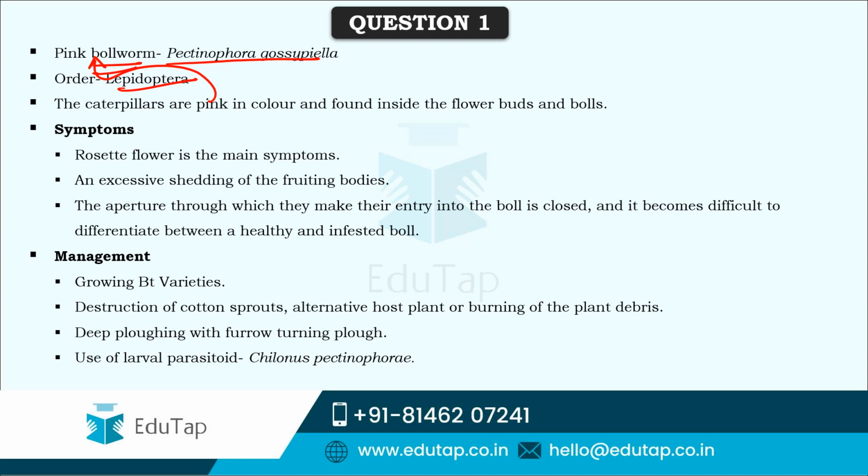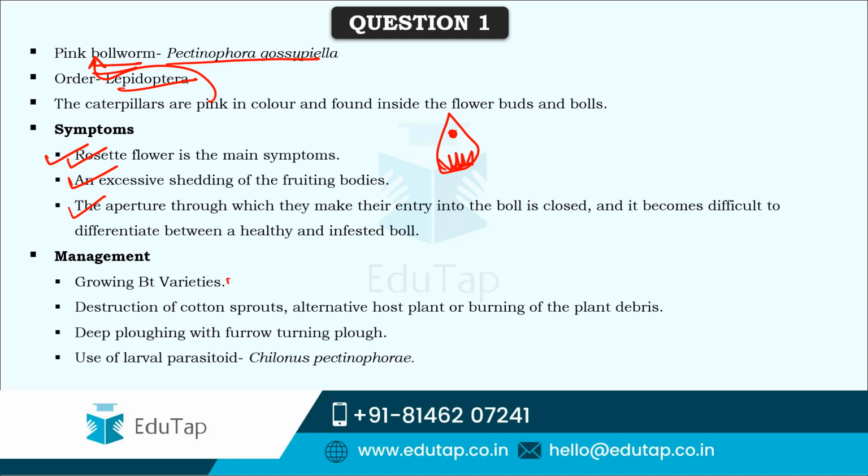And what are the symptoms? See, it feeds on flowers, so the flowers get wrinkled and it forms a rosette shaped flower, and excessive shedding of fruit bodies can also be observed. One of the main characteristics is that once they enter into the boll making a hole, they close that hole, so it becomes difficult for the farmer also to differentiate between an infested boll and a healthy boll, so that you can remove that and reduce infestation. So this is one of the important characteristics.